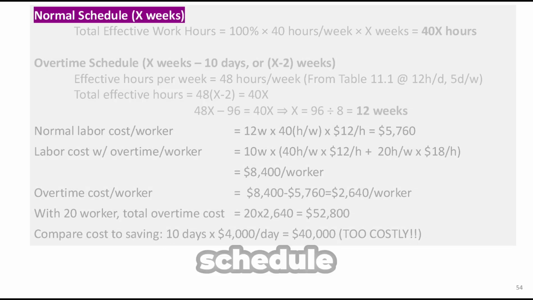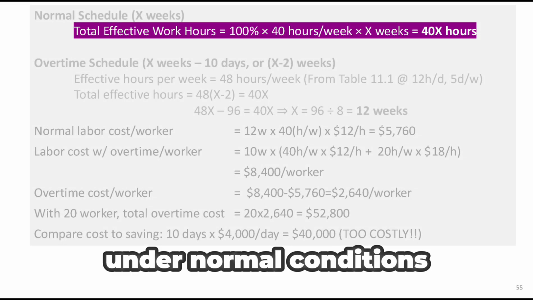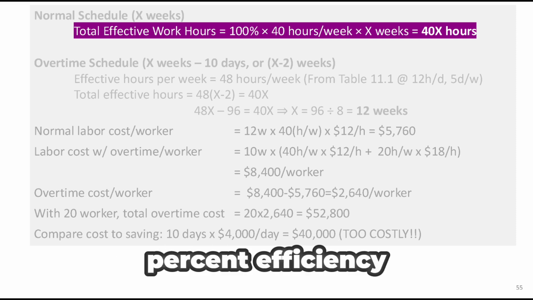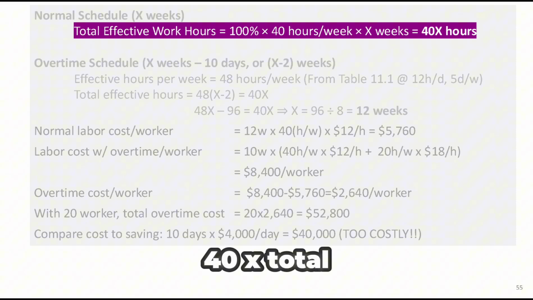First, let's look at the normal schedule. Let's say the original project duration is X weeks. Under normal conditions, the crew works 40 hours per week, so the total effective work hours would be 100% efficiency times 40 hours per week times X weeks, which gives us 40X total work hours.